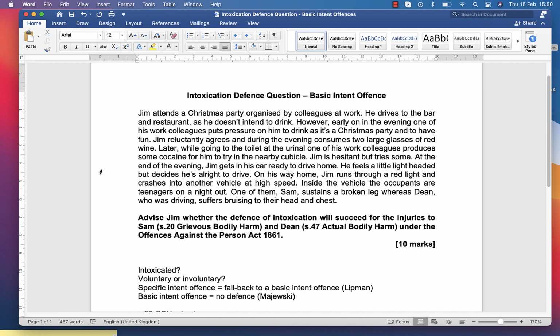At the end of the evening, Jim gets in his car, ready to drive home. He feels a little lightheaded but decides he's all right to drive. On his way home, Jim runs through a red light and crashes into another vehicle at high speed. Inside the vehicle, the occupants are teenagers on a night out. One of them, Sam, sustains a broken leg, whereas Dean, who is driving, suffers bruising to their head and chest.